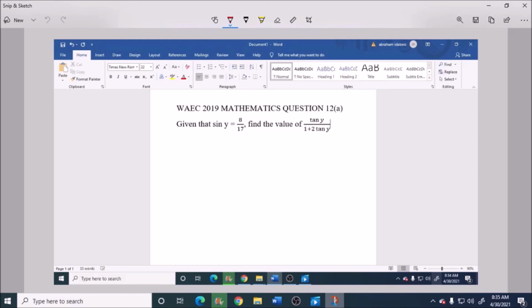Hello and welcome. Today I will be answering WAEC 2019 mathematics question 12a. The question says, given that sin y is equal to 8 over 17, find the value of tan y over 1 plus 2 tan y.